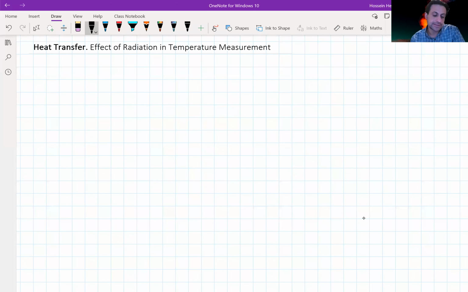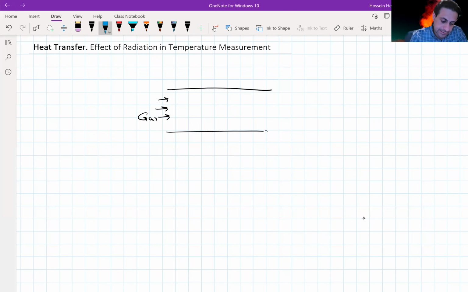Radiation can affect the temperature measurement. Let's say we have gas flowing in a pipe and we want to measure the temperature of the fluid with the probe, with the thermometer or thermocouple. You have gas flowing and then there is this thermocouple here that we measure the temperature with.